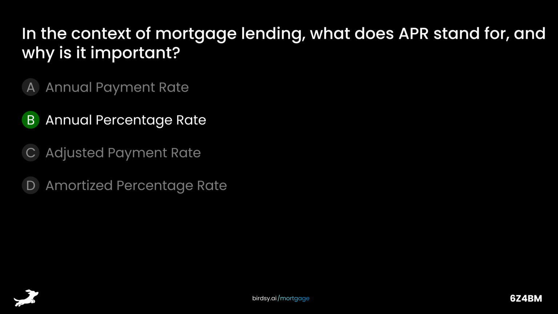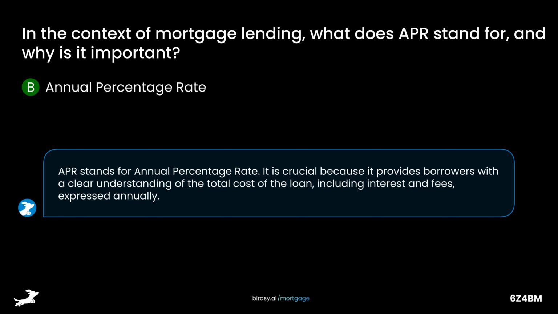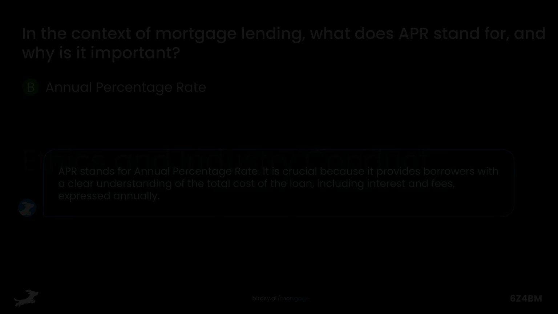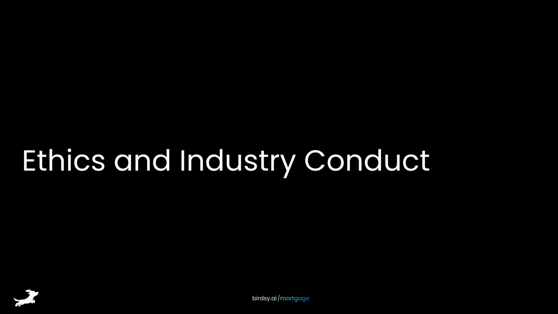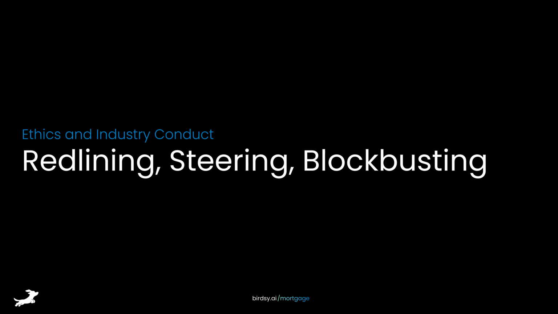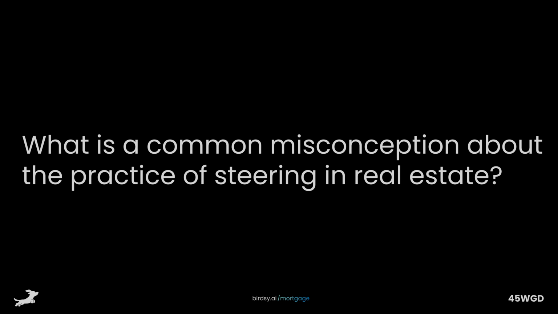The answer is B, annual percentage rate. APR stands for annual percentage rate. It is crucial because it provides borrowers with a clear understanding of the total cost of the loan, including interest and fees, expressed annually. Ethics and industry conduct. Redlining, steering, blockbusting. What is a common misconception about the practice of steering in real estate?